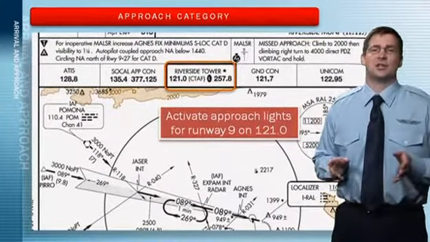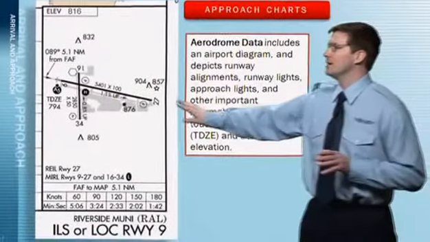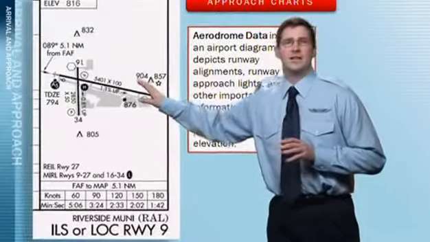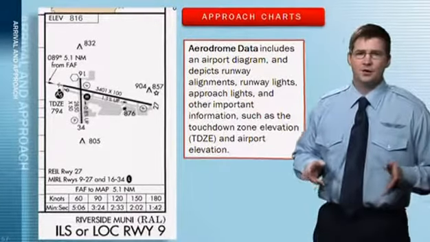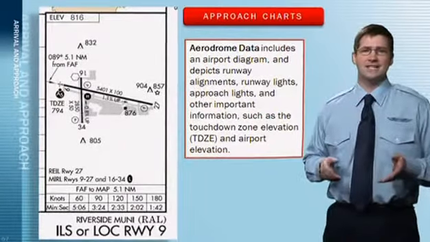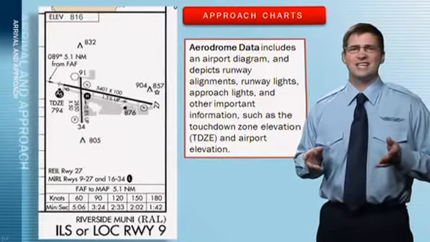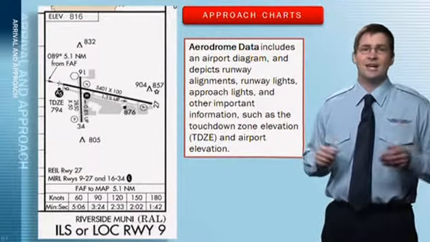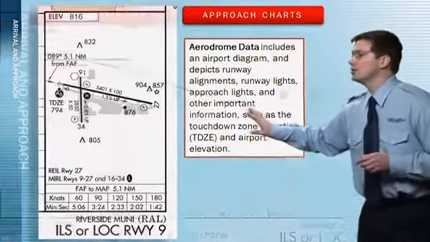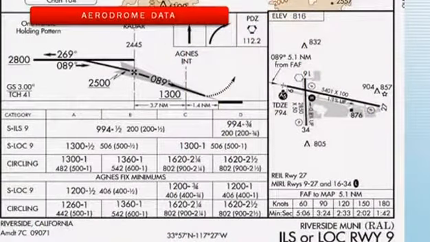Now the last section to look at is the aerodrome data. We can see an example of that right here. This includes an airport diagram and it depicts runway alignments, runway lights, approach lights, and other important information such as the TDZE, or touchdown zone elevation, and airport elevation. Let's take a closer look at an airport diagram here.